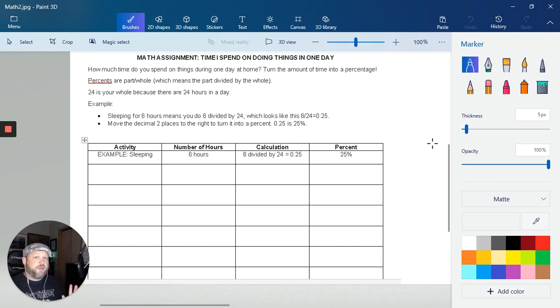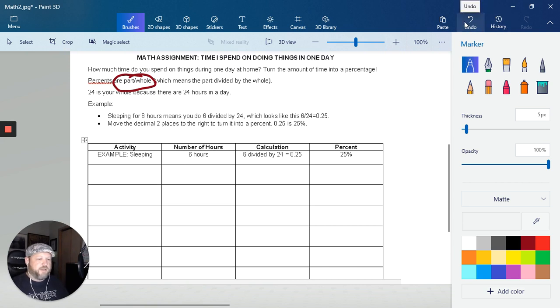Okay, so what Miss McDonald wants to do is she wants to see what you're doing during the day percentage-wise, okay? So you're going to show your hours of what you're doing, and you're also going to show what you're doing percentage-wise. So let's read the directions. How much time do you spend during the day on one day at home? Turn the amount of time into a percentage, all right? Percents, which are, here we go. This part right here, part over whole, okay? That's going to be your formula.